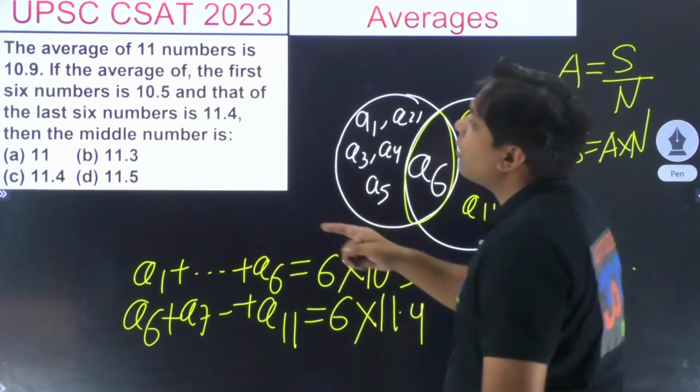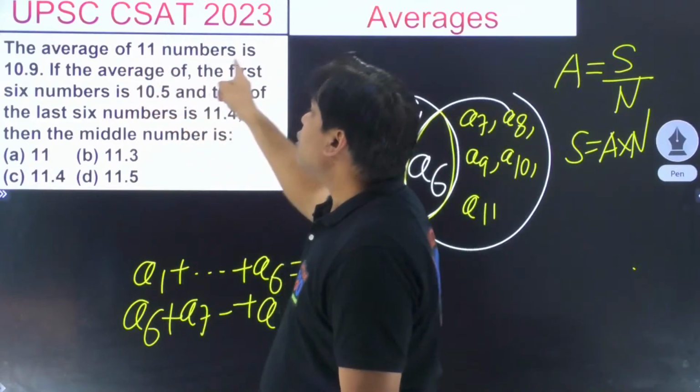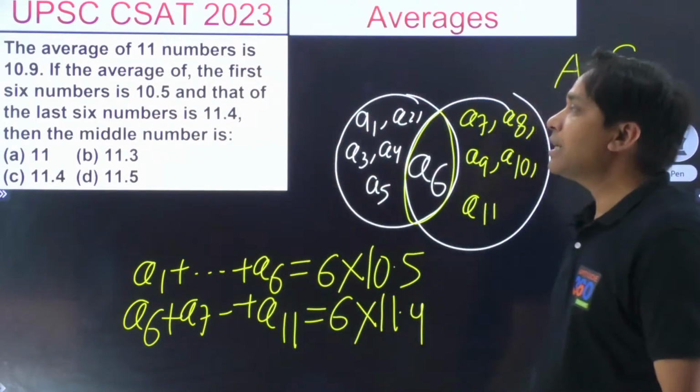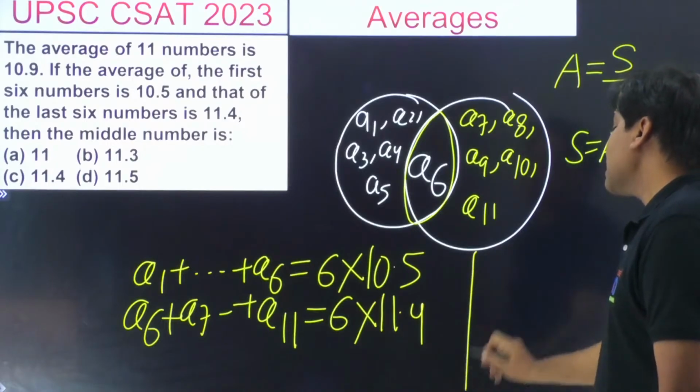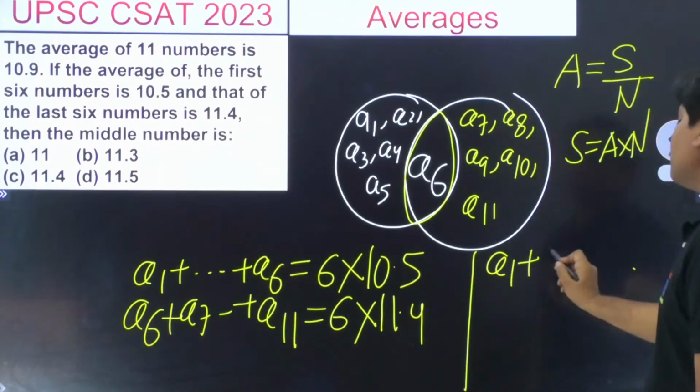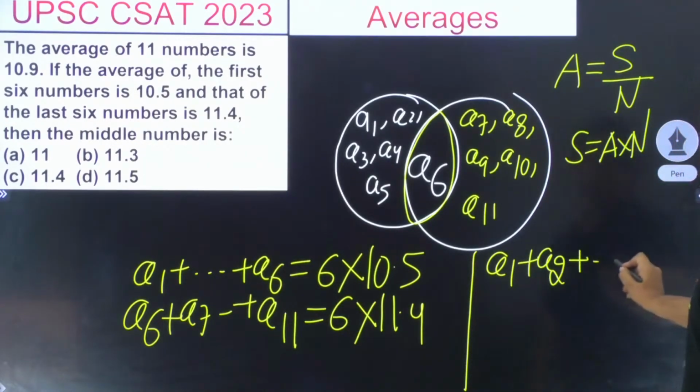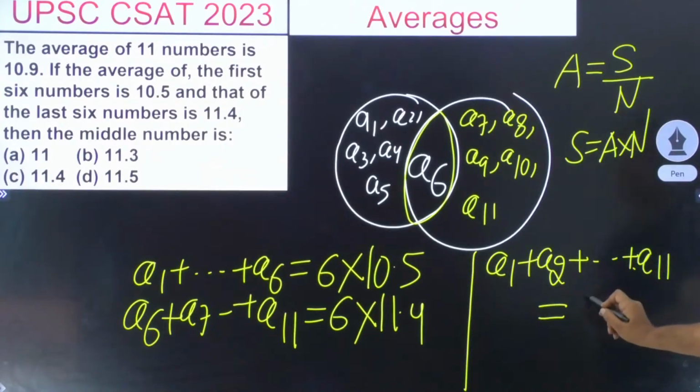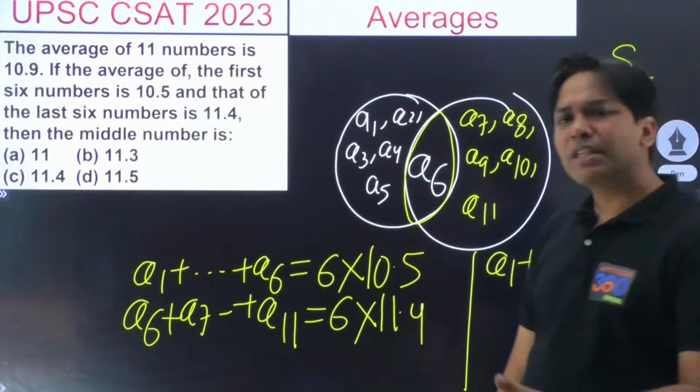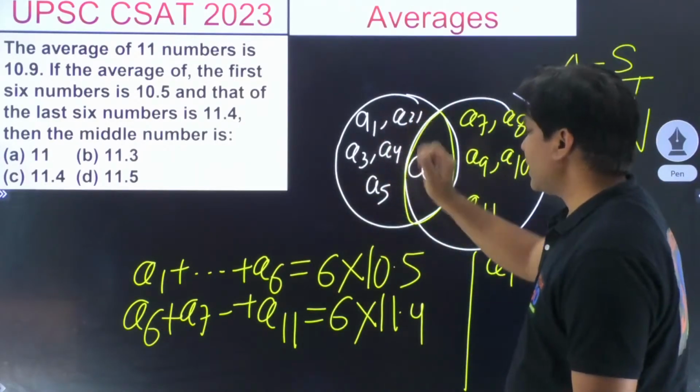And then you have also been given that the average of the 11 numbers is the sum of all the terms, A1 to A11, divided by 11, and that is given to us as 10.9. So the sum is going to be 10.9 into 11. Pretty simple. I did not even need to write this. I just wanted to show you this, right?